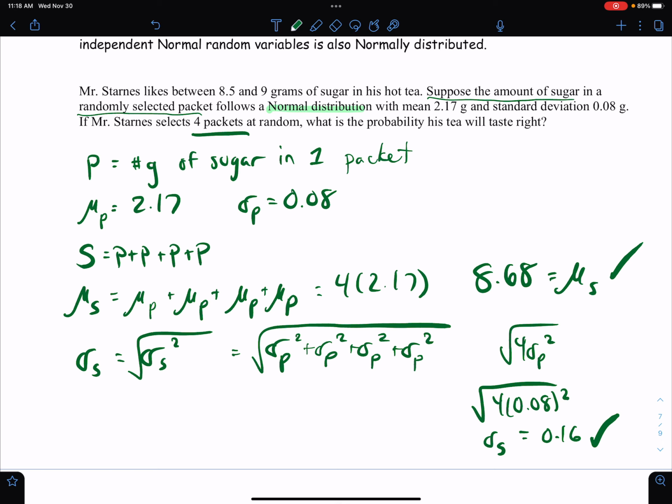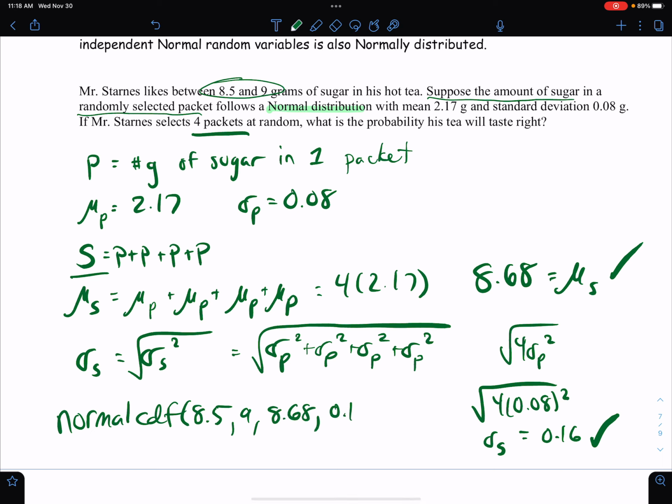Mr. Starnes, very specific man with his hot tea, only wants in between 8.5 and 9. Because all of our random variables that we're adding together are normally distributed, we know that S is normally distributed. So now we can do normal CDF. Mr. Starnes' lower bound is 8.5. His upper bound is 9. His mean, 8.68. Standard deviation, 0.16. Make sure you label. And plug that into the calculator, and you should get about 0.847 is the probability his tea will taste right.